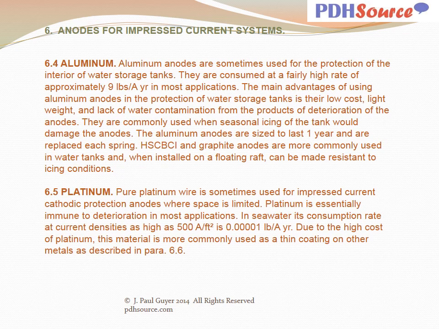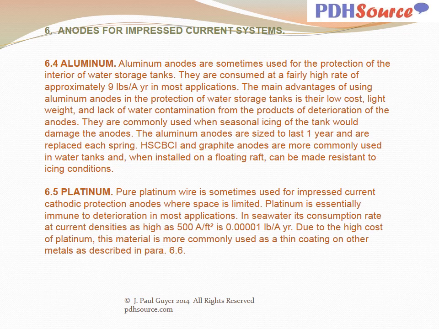Aluminum anodes are sometimes used for the protection of the interior of water storage tanks. They are consumed at a fairly high rate of approximately 9 pounds per ampere year in most applications. The main advantages of using aluminum anodes in the protection of water storage tanks are their low cost, light weight, and lack of water contamination from the products of deterioration of the anodes. They are commonly used when seasonal icing of the tank would damage the anodes. The aluminum anodes are sized to last 1 year and are replaced each spring.